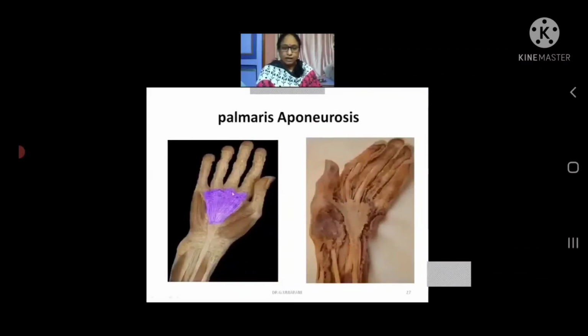So this is a triangle shape. Here, from above, it is continuous with the palmaris longus muscle, and at the palm region the deep fascia is thickened and forms the palmar aponeurosis. This helps in protection of the underlying nerves, vessels, and arteries.